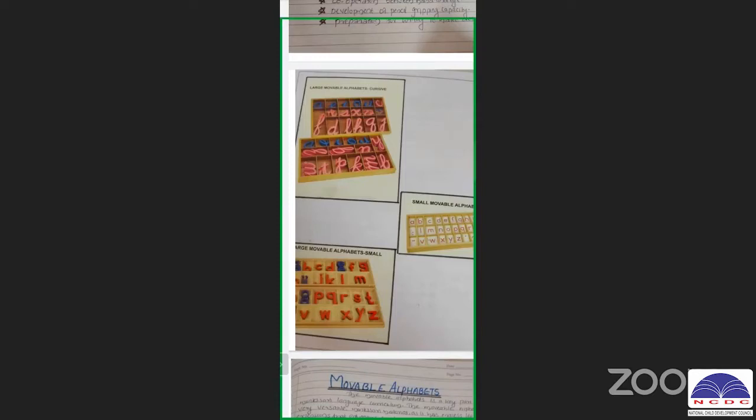The main benefit of the movable alphabets is that a student can understand the sound of each letter, and also they can make small words. From small words, they can make sentences. From sentences, they can make a story or rhyme. Like that, they can understand how knowledge is formed, or how knowledge works in their surroundings. Like that, they will get knowledge from the movable alphabets.